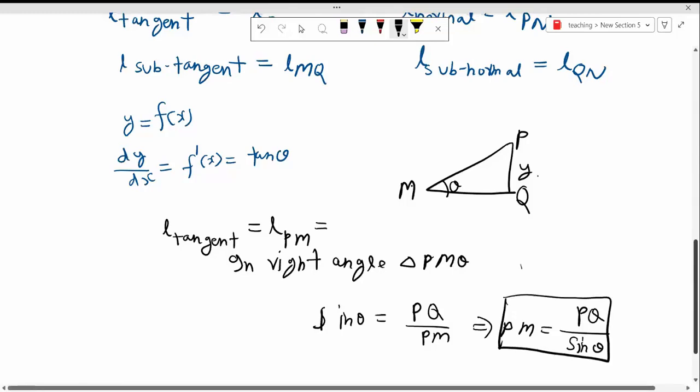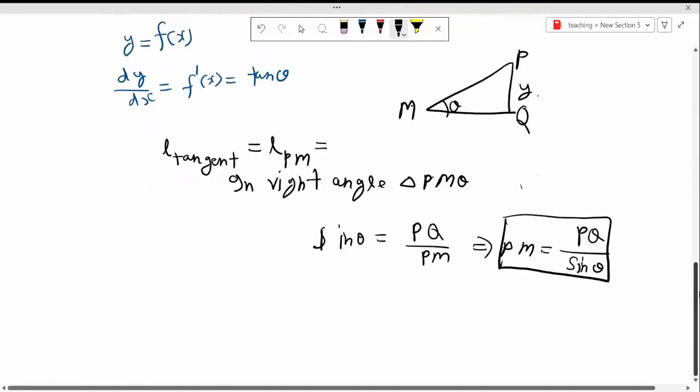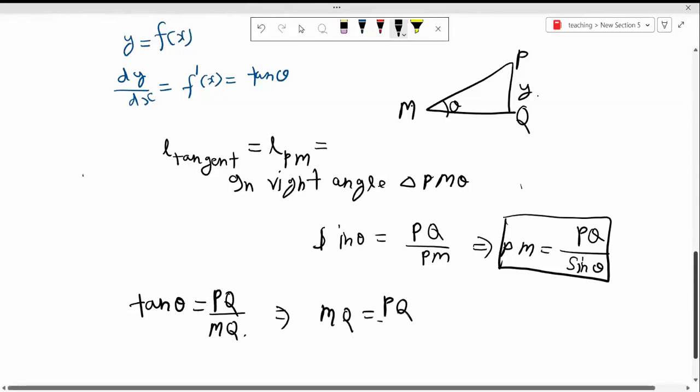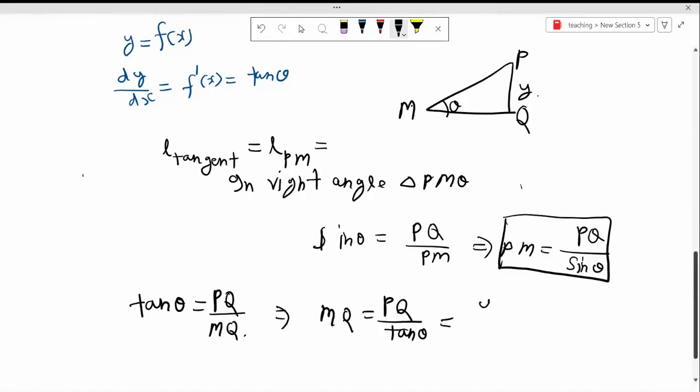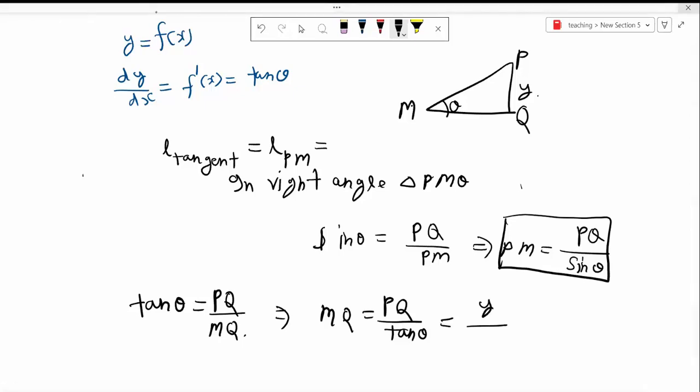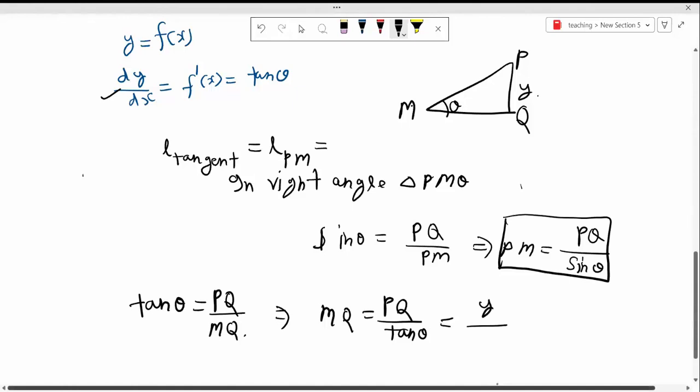Now we have to find the value of sine theta. In this triangle we saw tan theta is equal to PQ upon MQ, and PQ is y, MQ is unknown. So MQ is equal to PQ upon tan theta, and theta is known. Then PQ is y and tan theta is equal to dy by dx, which we write as y prime. Now MQ is known, then we can find the value of sine theta.